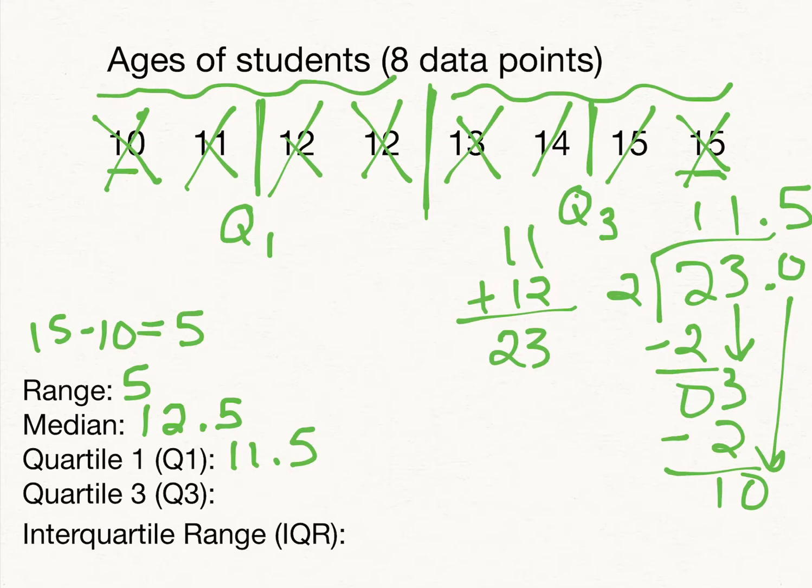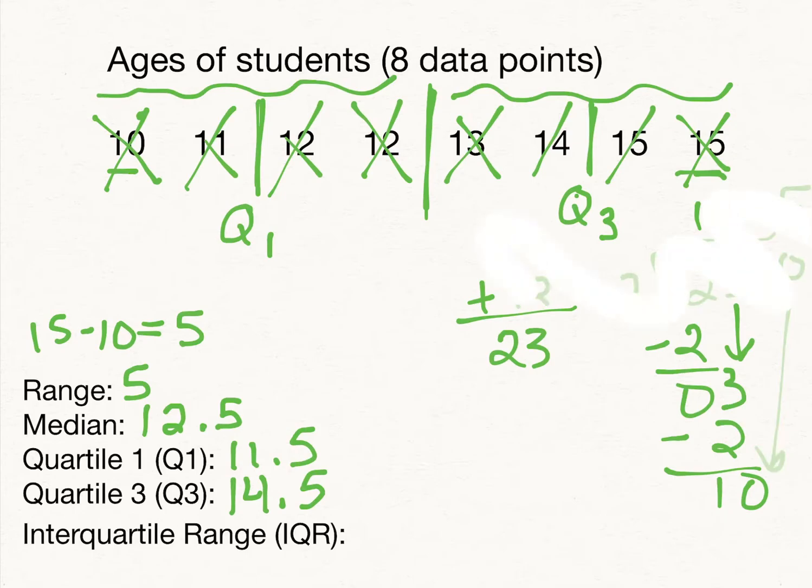Now, we've already done this twice. We found what's between 11 and 12, 11 and 5/10, between 12 and 13, 12 and 5/10. So just like the others, between 14 and 15 is 14 and 5/10. Okay? Remember, if you're not sure, add the 2 up and divide by 2. Okay? Okay, our last part is our interquartile range.